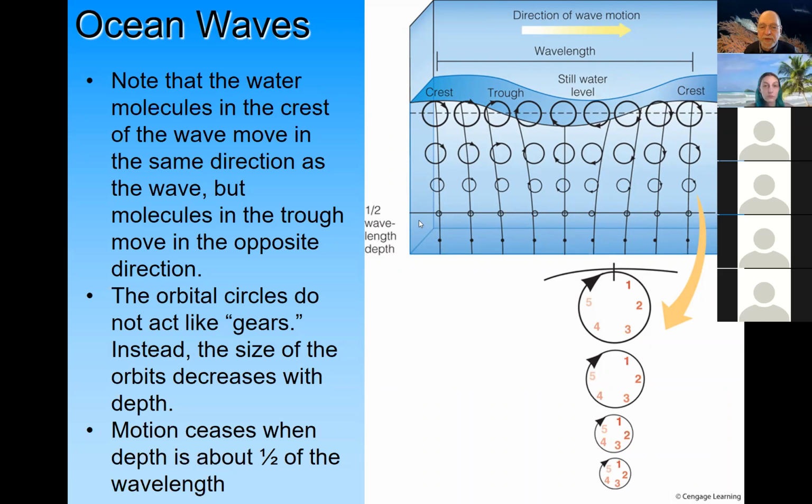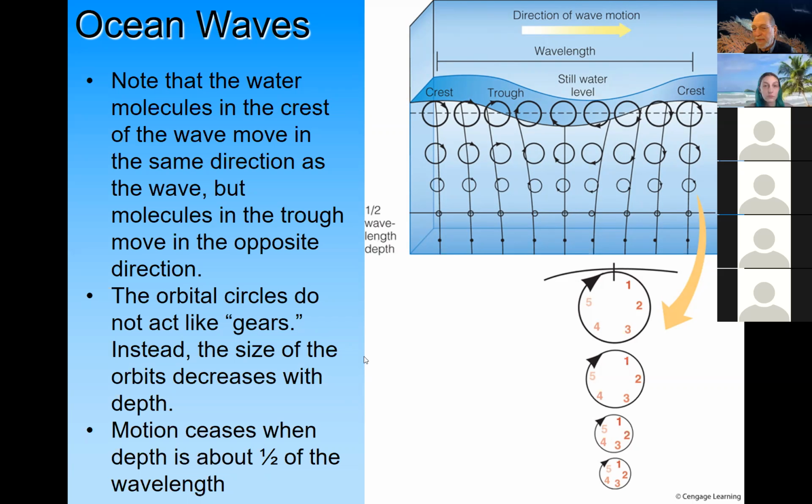And so by the time you get to about half of the wavelength depth, so a depth equal to half the wavelength, that energy is completely dissipated. So the water parcels are no longer set in motion by the energy passing through the surface waters. So the size of the orbit decreases with depth, and the motion ceases at half the wavelength. So, critical rules of thumb.